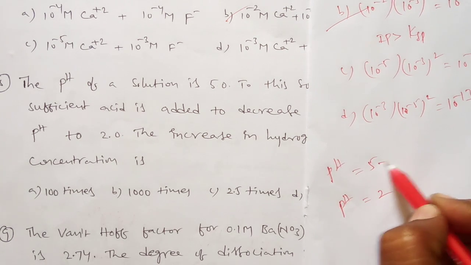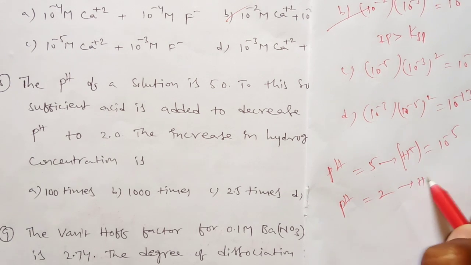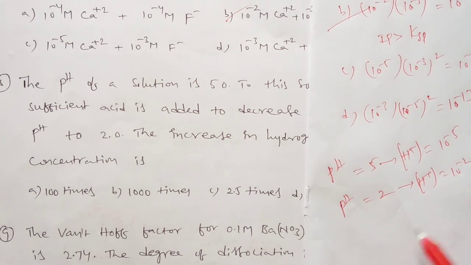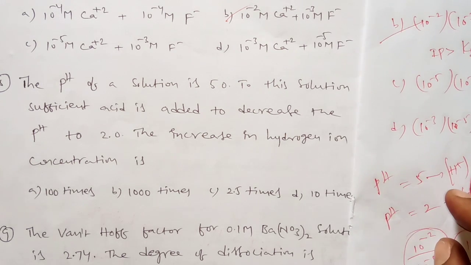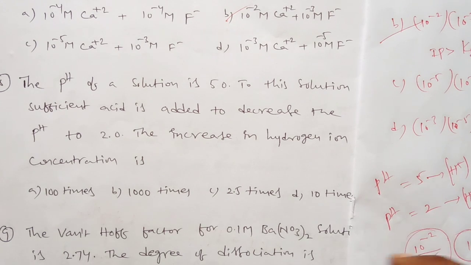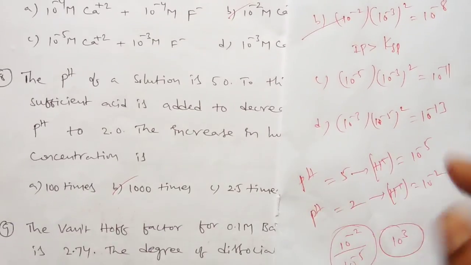That means here what is the H plus value? 10 power minus 5. Here what is the H plus value? 10 power minus 2. Then what is the difference in these two? So change in H plus ion equal to 10 power minus 2 by 10 power minus 5. How much difference is it? 10 power 3. What does that mean? 1000 times the concentration increases. Is it clear? So 1000 times concentration increases.